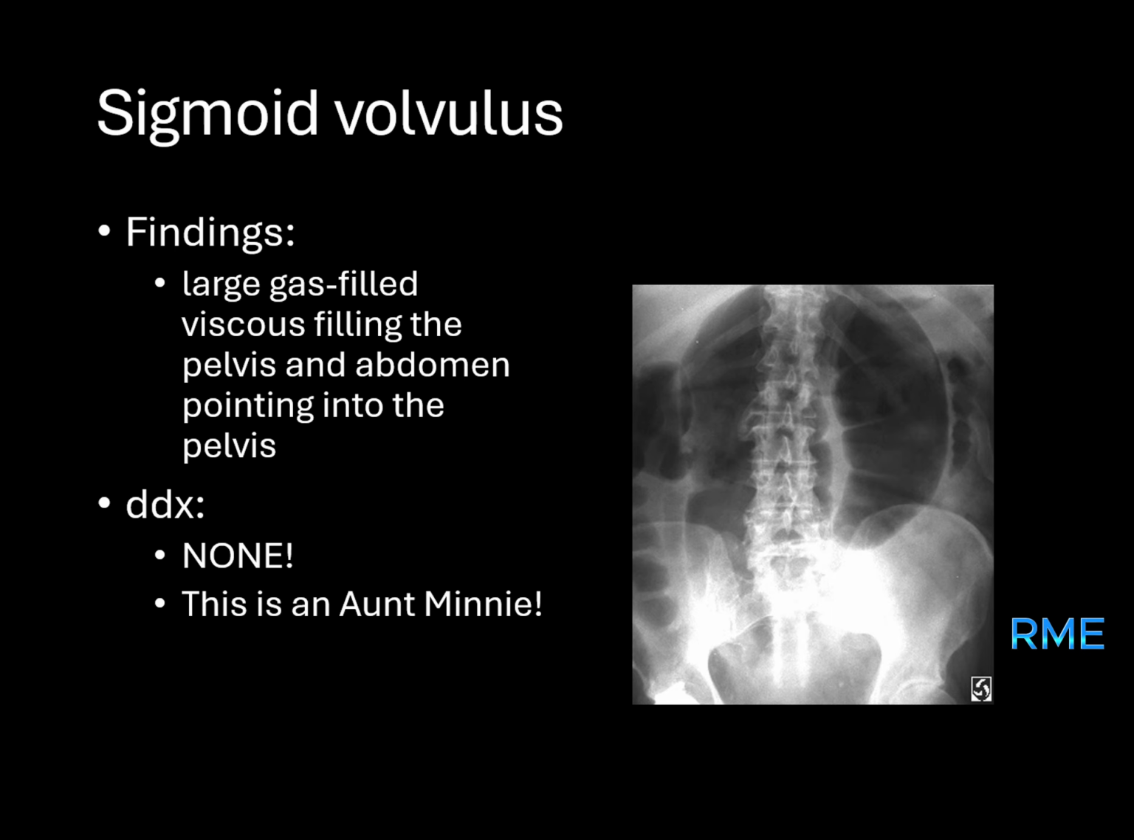It's an aunt minnie. To further evaluate, a CT scan with rectal contrast can confirm the diagnosis. Management involves endoscopic detorsion or surgical intervention if there is evidence of bowel ischemia or perforation.